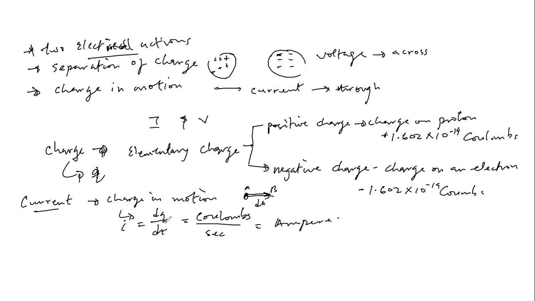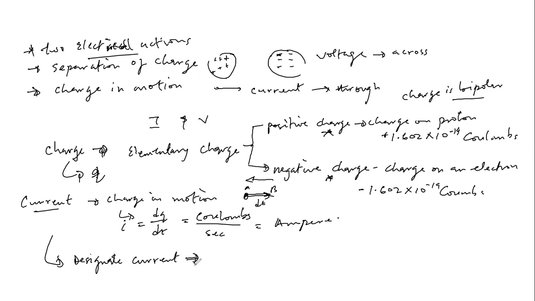Okay. And since charge is bipolar, then it has a positive charge and a negative version to it, okay? So meaning charge is bipolar, meaning it has two polarities. But then for us to be able to designate current, we should be able to tell the direction it is moving. Okay, now I just said it's moving from A to B. What if it moves from B to A? So to designate current, we should be able to define the direction.